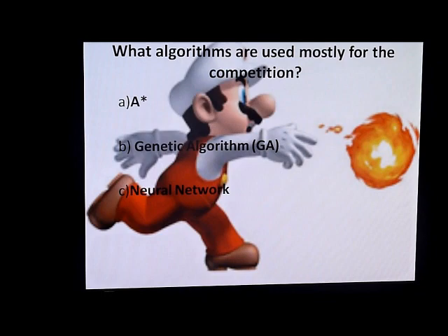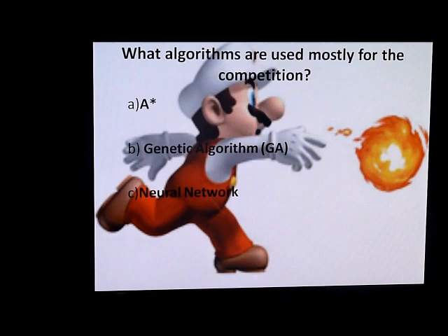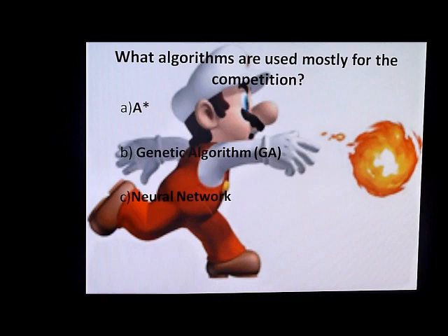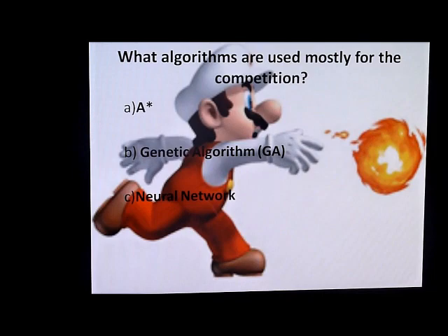And finally, number C, neural network. Artificial neural networks are composed of interconnecting artificial neurons. Artificial neural networks may either be used to gain an understanding of biological neural networks or for solving artificial intelligence problems without necessarily creating a model of a real biological system.